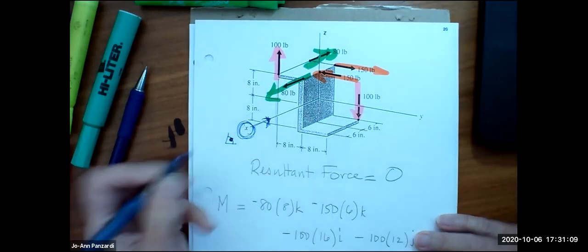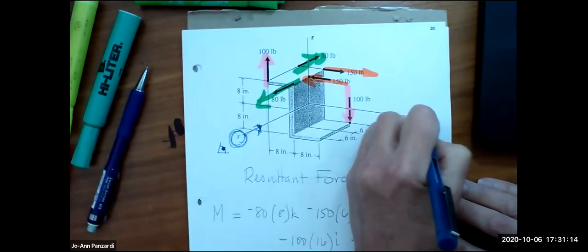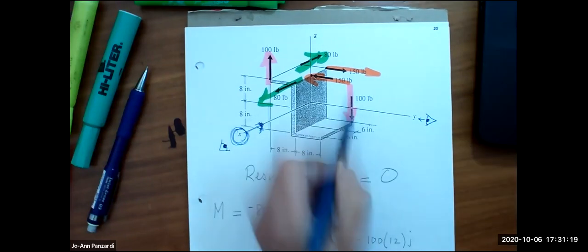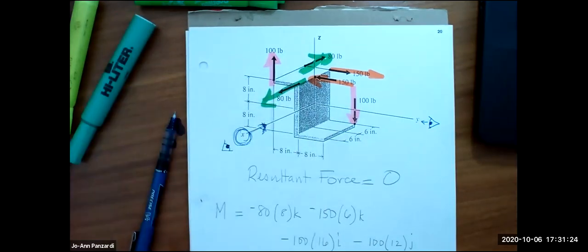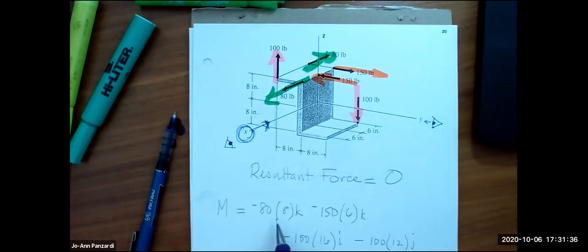Does that look like an eyeball? I'm looking in that direction. Now, when I'm trying to find the moment about the Y, I'm looking in this direction, and the 100 is down to the right, and the 100 is up to the left. So now, the moment equals negative 1600i minus 1200j minus, what's this, 64? I think I have the math somewhere. It'd be 640, I think.